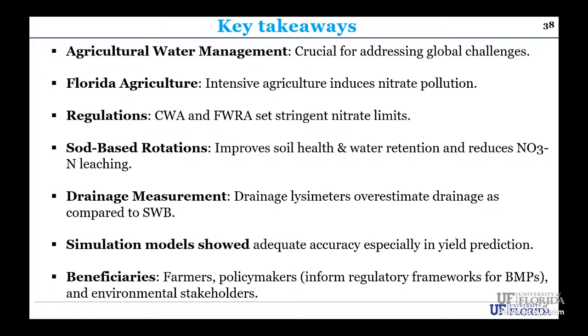Simulation models show acceptable accuracy in yield prediction and other parameters. And, again, all these first 4 years, what it tells us, right now we have changed our contract with Aptex. Also, we are not collecting water samples from lysimeters. We are relying more on models because they are giving us acceptable measurements, which are close to whatever is measured from the water balance approach as well.